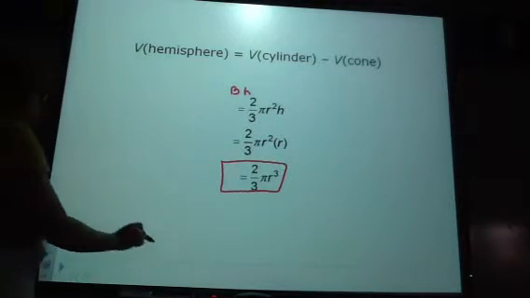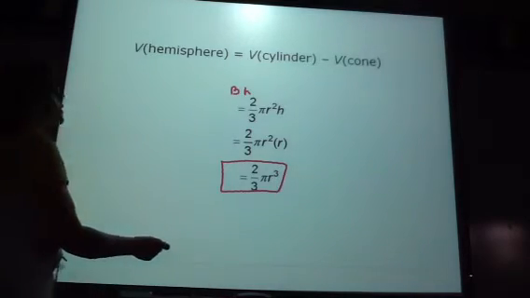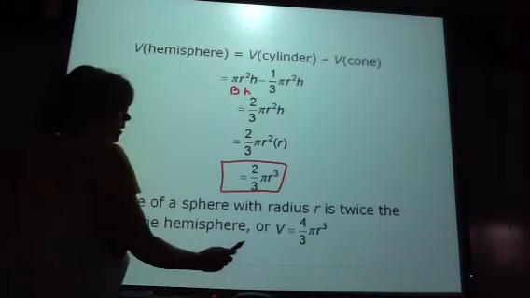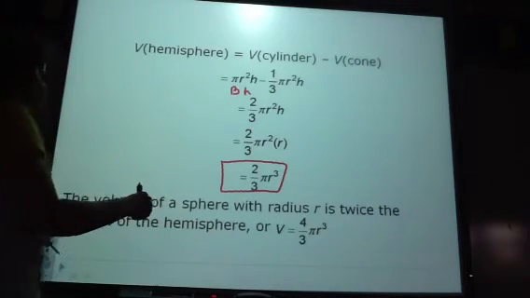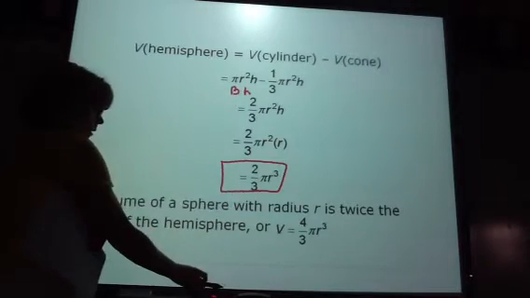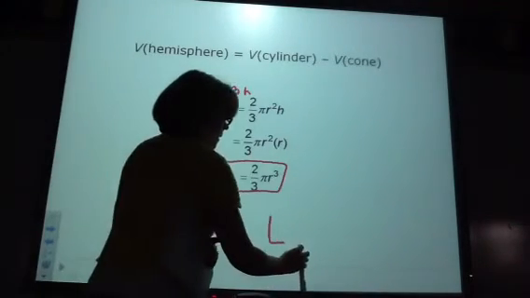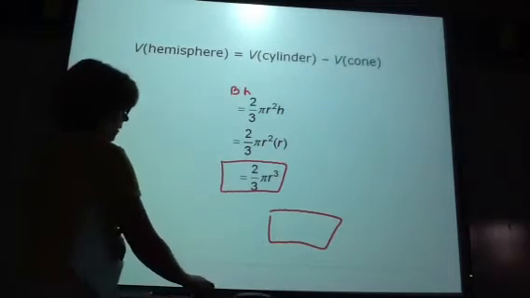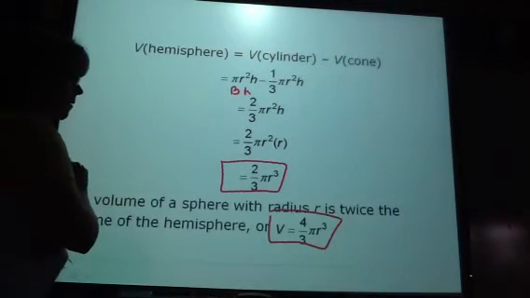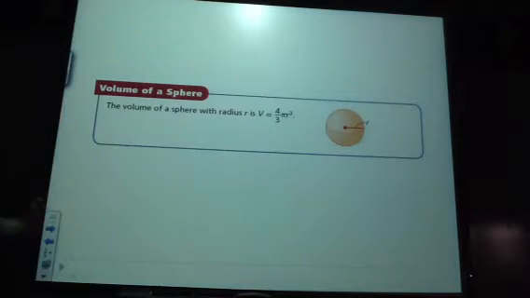Now remember, a hemisphere is half of a sphere. So to find the volume of a sphere, you would double that. You would times this by 2, and that's where you get the 4/3. So this here is your formula for the volume of a sphere. And guys, I don't know why the smartboard is acting that way. All right, so let's move on.